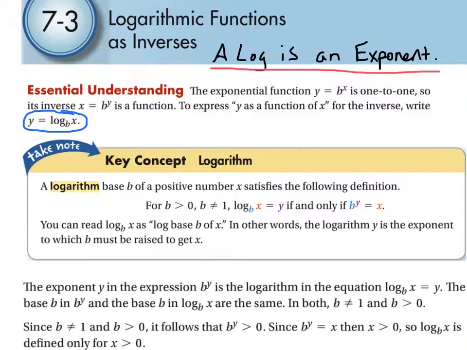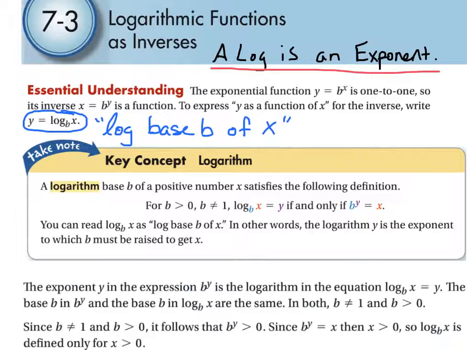Now, the way we read that would be log base b of x. So that would be y equals log base b of x. Okay, that is a logarithm. And please remember, we'll deal with graphing these at a later date. But please remember that a logarithmic function is the inverse of an exponential function.